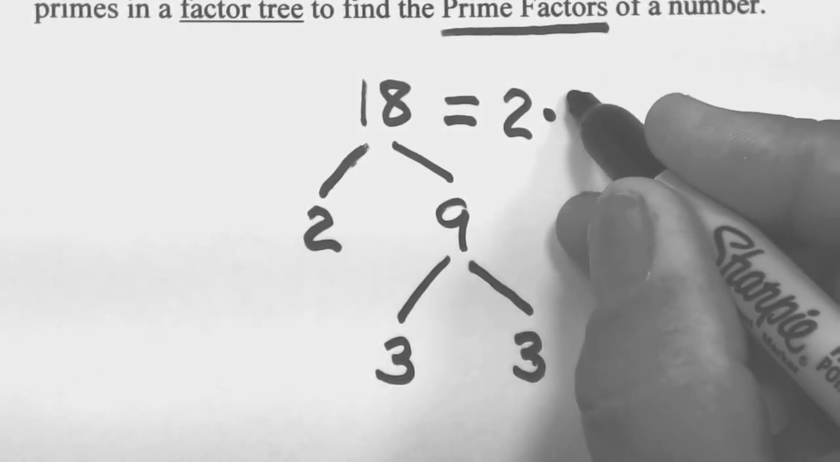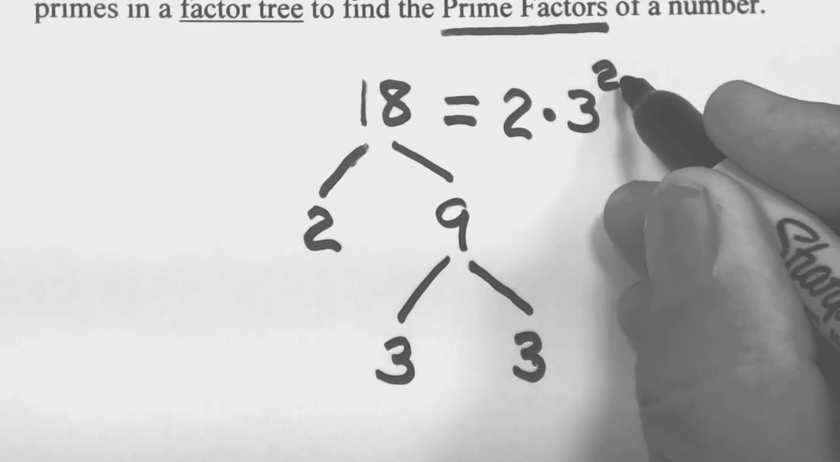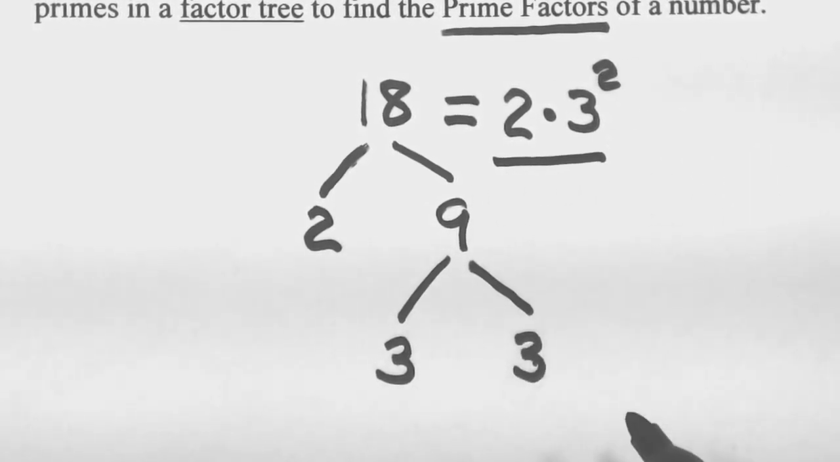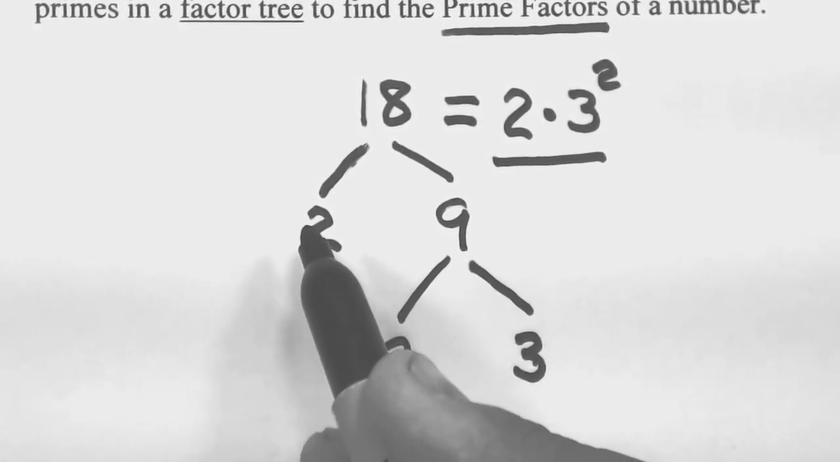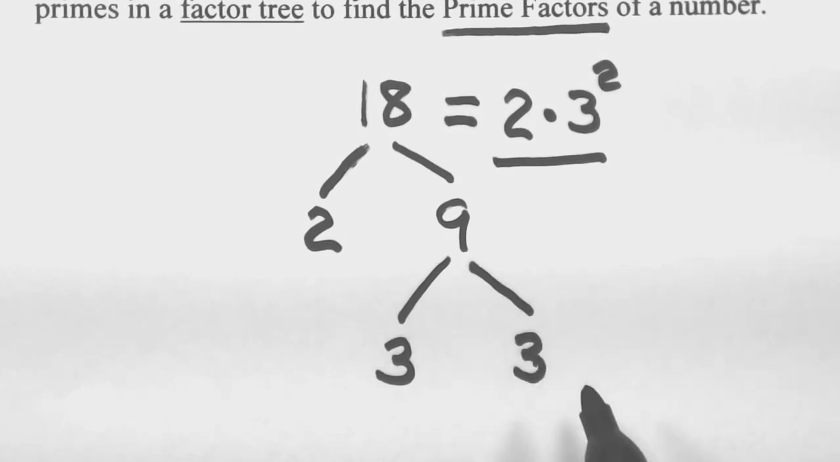Well, that's 3 times 3, or 3 squared. So there is the prime factorization of 18 as we found it by this factor tree, and using the prime numbers in order makes the results come out nice here. We've got them all nice in order. Here's the 2 and here's the 3 squared.